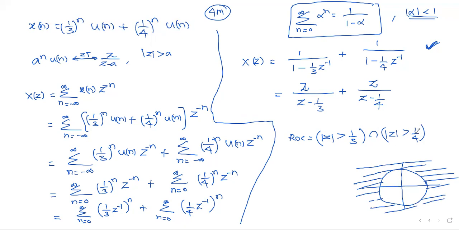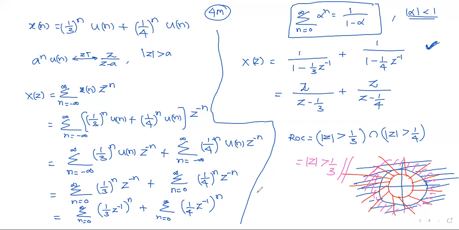Now let me draw one more circle, 1/4. 1/4 means 0.25, that means here it will come. What is the ROC for this? This is outside, mod z is greater than 1/4, that means outside of this circle. Here is the ROC, right? Now, what is the resultant ROC? That means what is the common area? The common area exists here. This is the common area, mod z is greater than 1/3. This is the common area we will get, or we can say the resultant ROC.